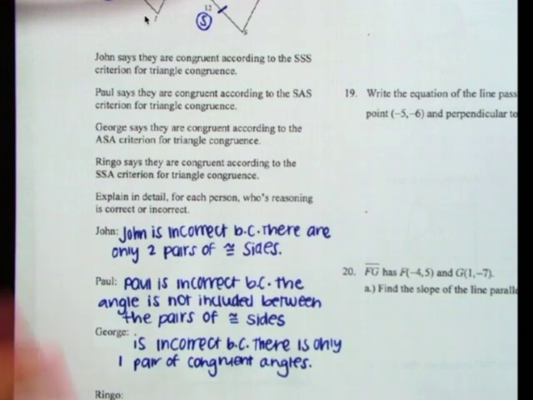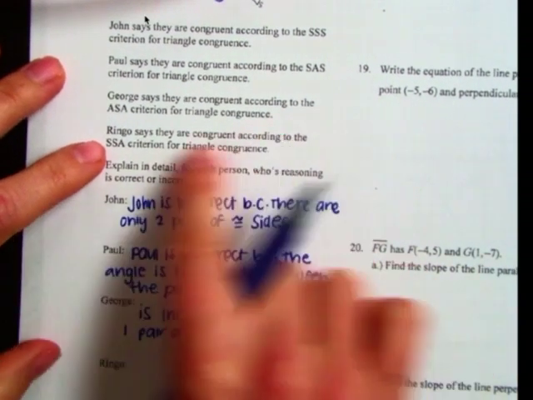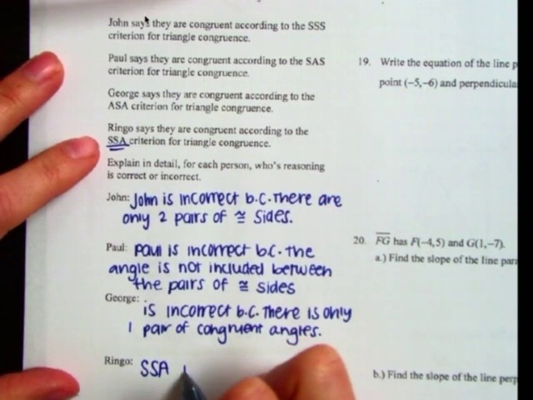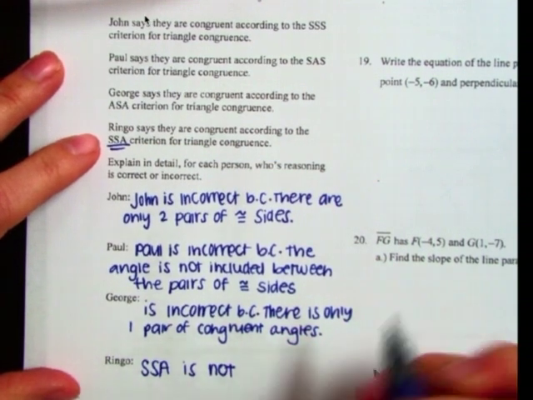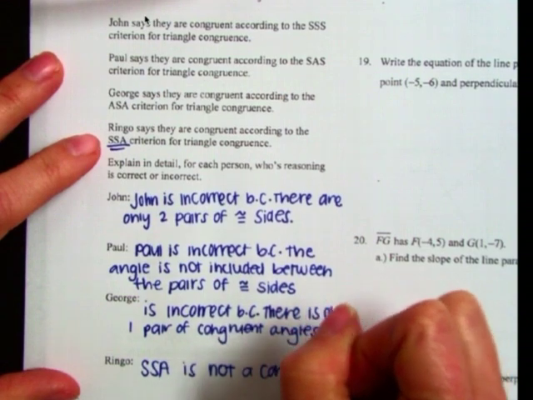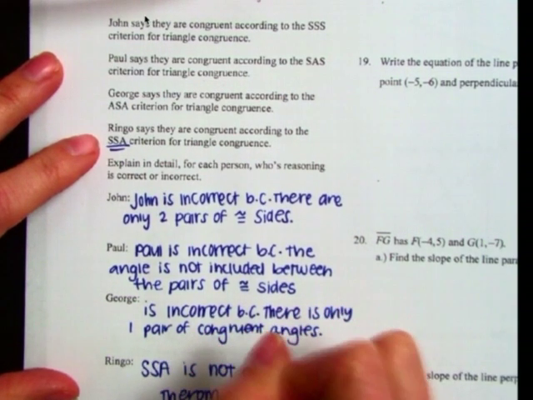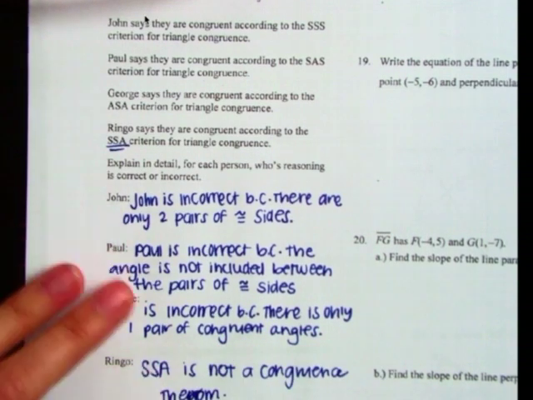Lastly, Ringo says they're congruent according to SSA, and I'm just going to say SSA is not a congruence theorem. Okay, so that is why Ringo is incorrect. That is not a thing, Ringo. And I spelled theorem wrong.